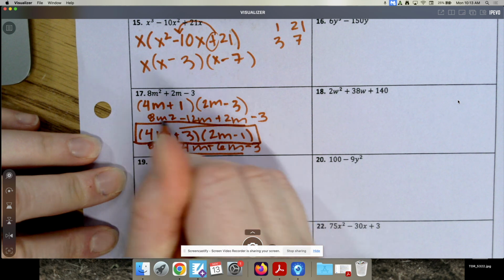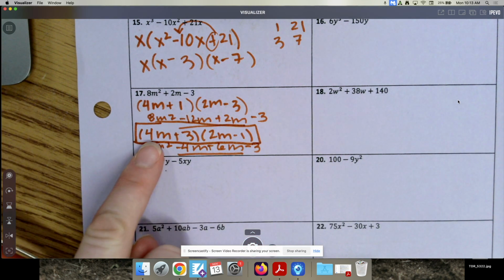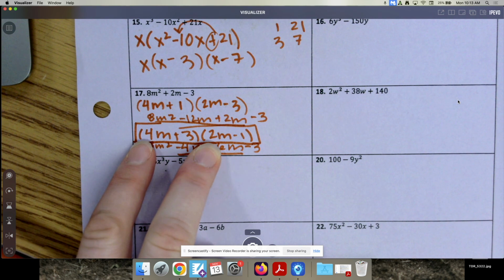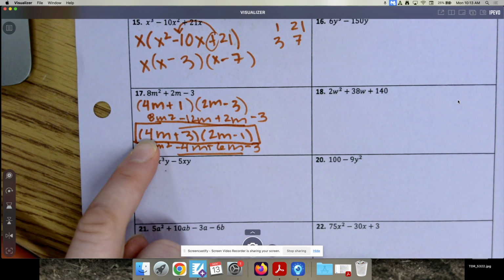That won't always work. Like, if these were just m's, that can work. I usually don't go about it that way because if there's numbers in here, like multiplying by a 4 can make things get weird. So that's why I was just saying FOIL these ones out. But yeah, you can start with that, but just make sure you FOIL it out to check.